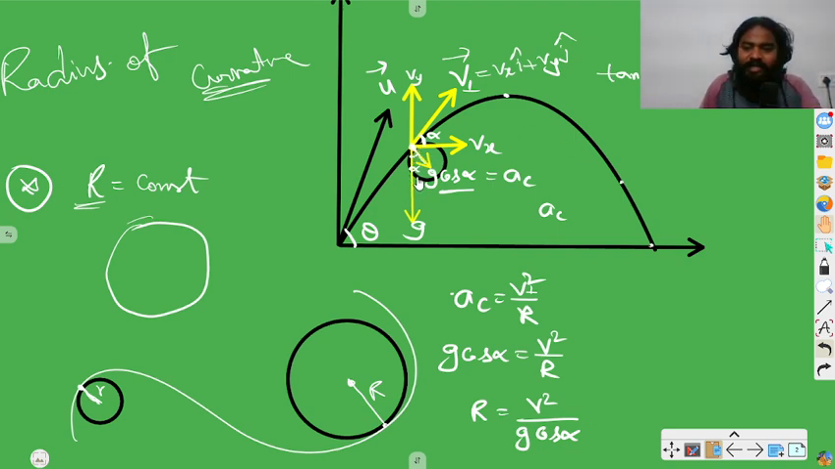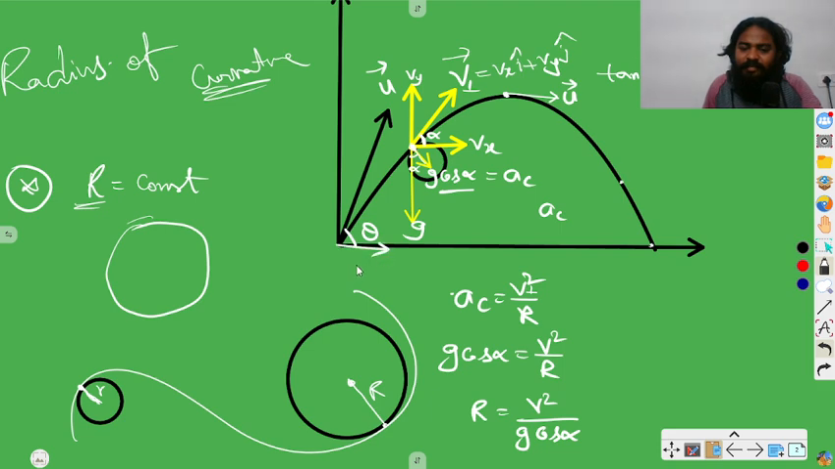Clear? Now let us solve a few questions. For example, if they ask at the maximum height, the velocity is nothing but v cos theta only. If you project with u, then let us take u cos theta, because the x component of the initially projected velocity is u cos theta.